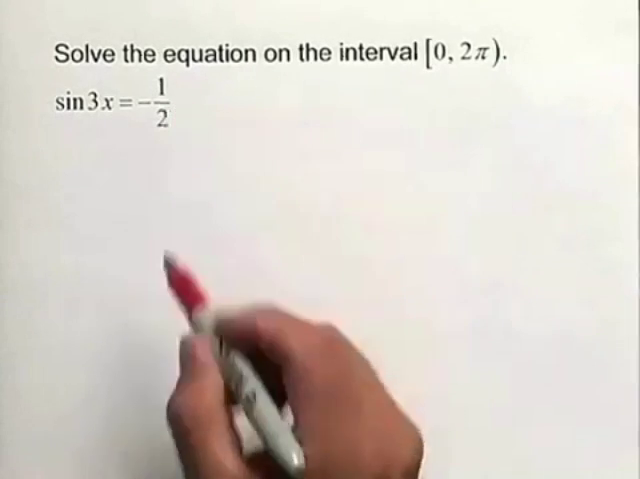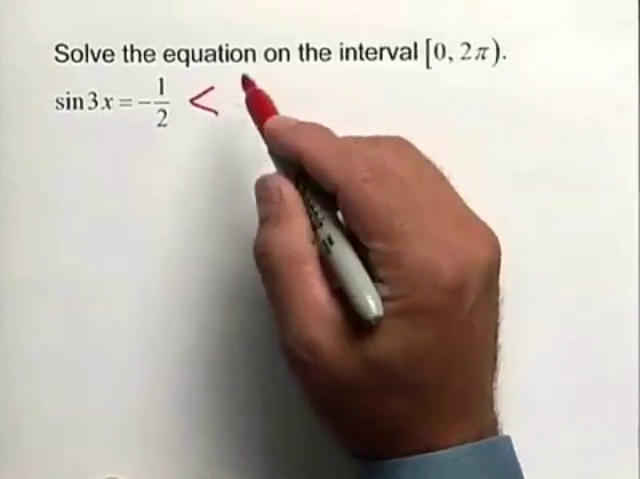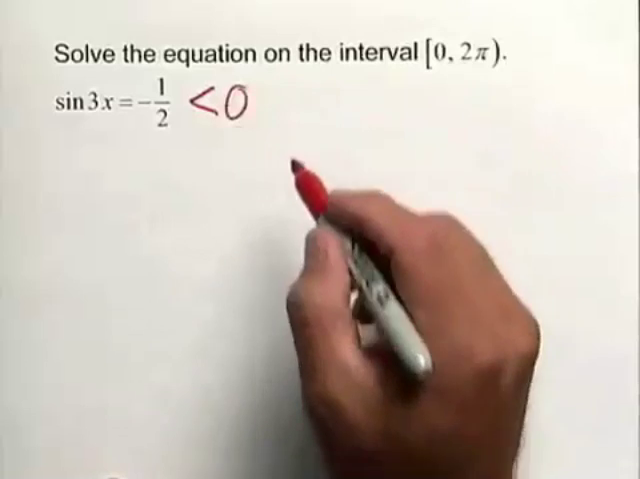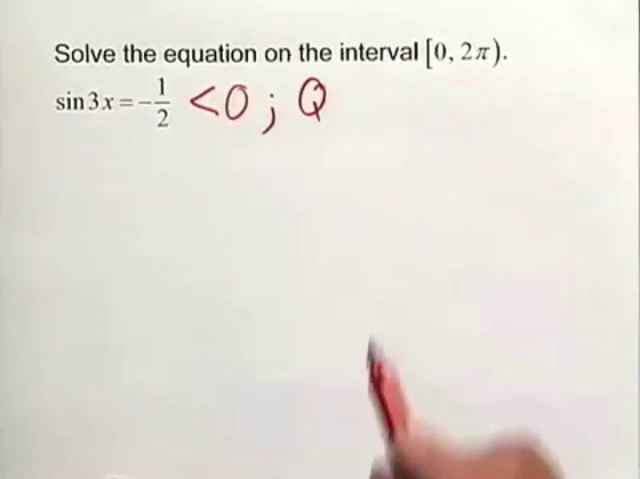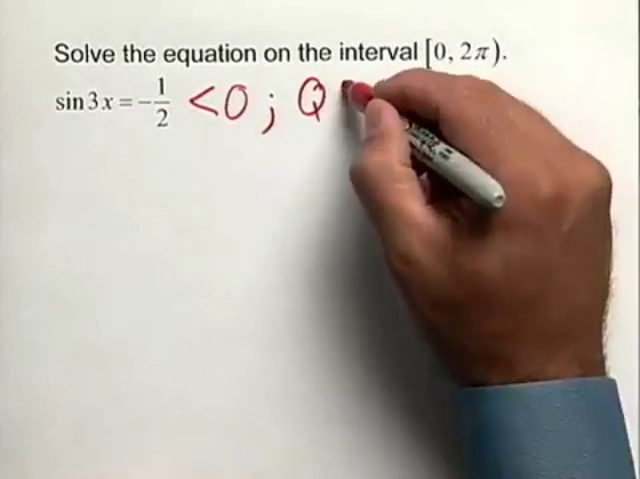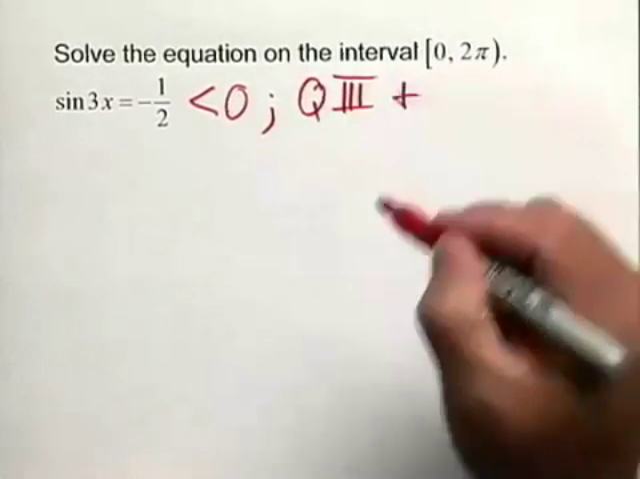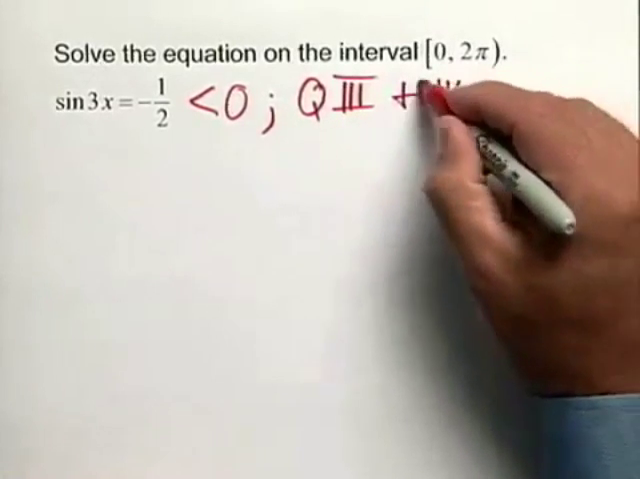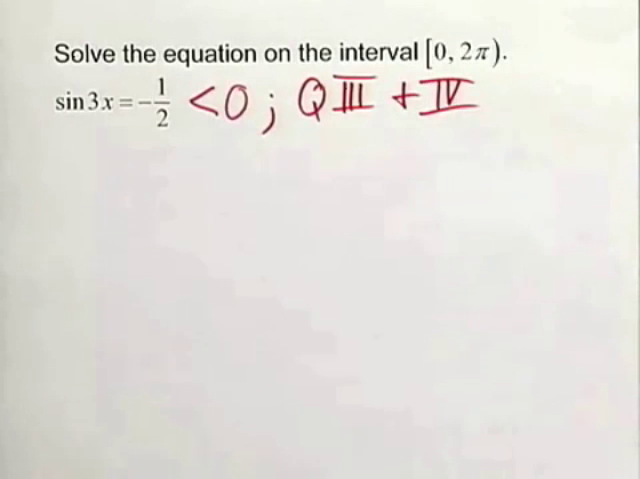All right, first thing you want to do is recognize the sign. The sign value is negative, or less than 0. And what this tells us is that our answer is going to lie in quadrant 3, and another answer will lie in quadrant 4. So we'll keep that in mind as we solve this trig equation.